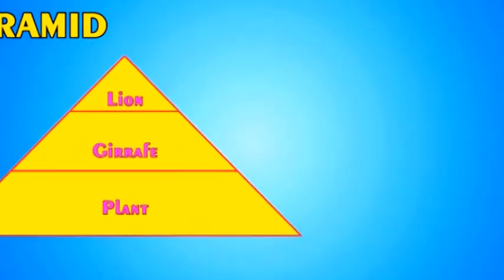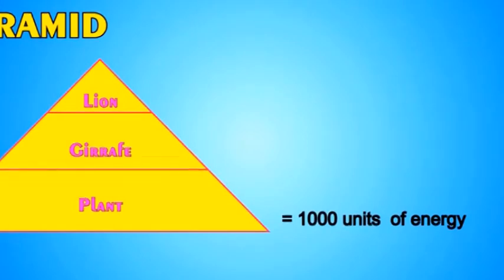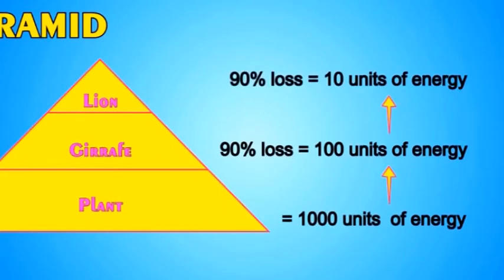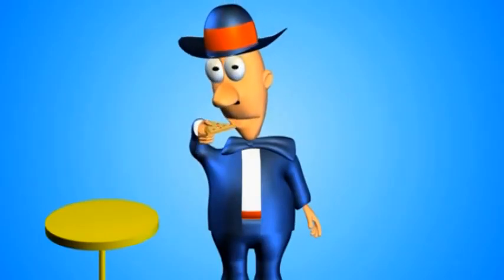To understand energy pyramid, let's assume plants absorb 1,000 units of energy from sun. When giraffe eats it, 90% energy is lost, so giraffe only gets 10% of energy. This means energy transfer from plant to giraffe is 10% of 1,000 units of plant energy, which is 100 units. Now when lion eats giraffe, 90% energy is again lost, and lion gets only 10 units of energy. So, now you know more about food and energy.